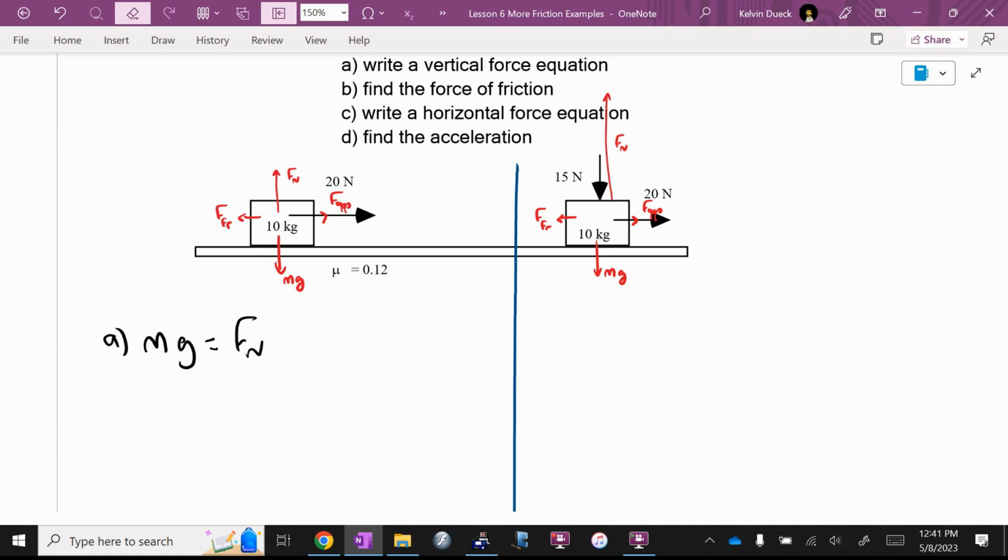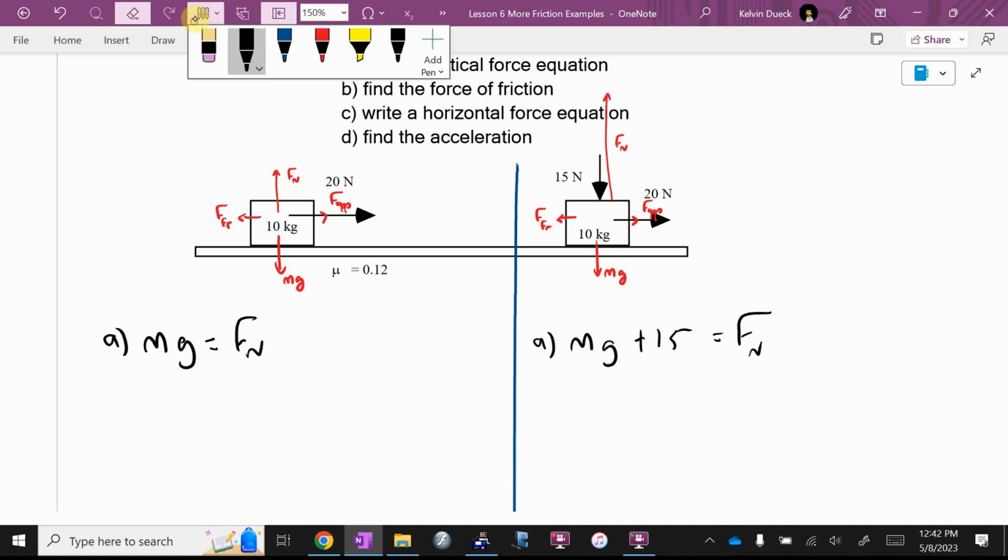Same thing. Ooh, the second situation, a little bit trickier. What's everything down? There's two things. And? Yes. Don't overcomplicate it. Mg and the 15 has to equal what's everything up. Good. Okay.